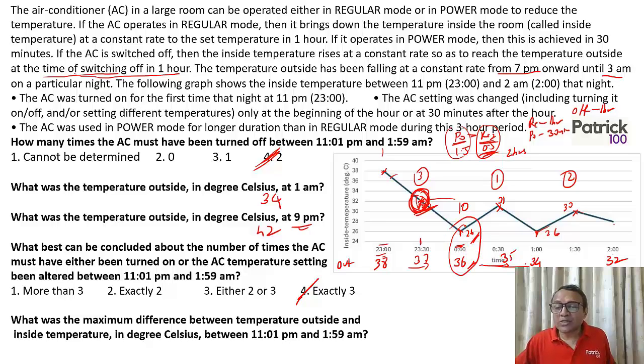Everywhere else this temperature goes down, and everywhere else the inside temperature is higher than 26. So we can make out the maximum difference in temperature is 10, which is 36 minus 26. So with that we get the answer.